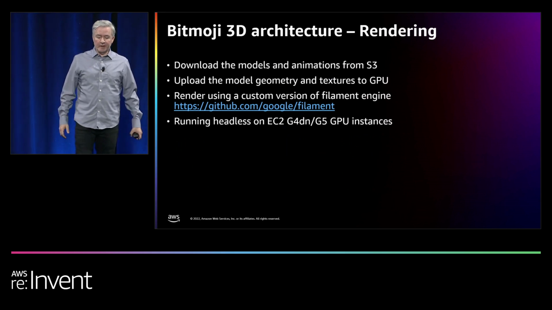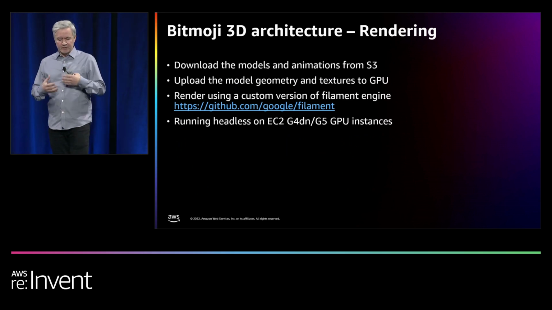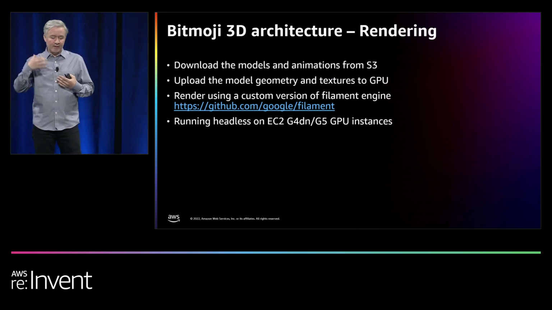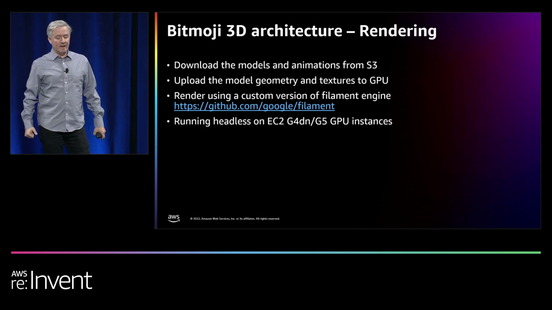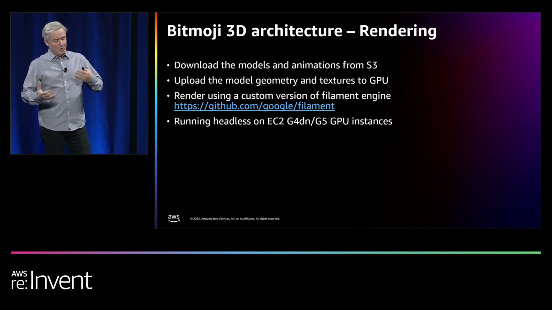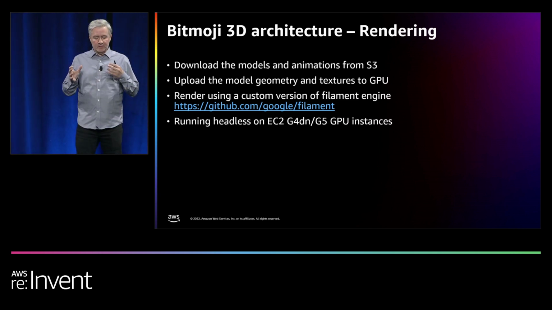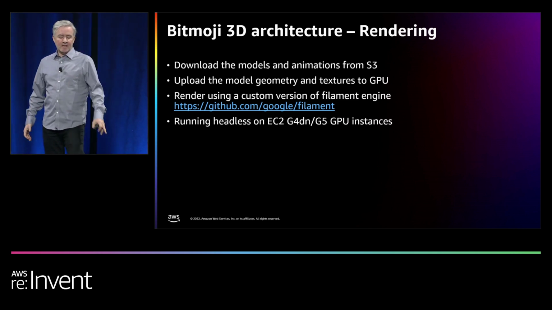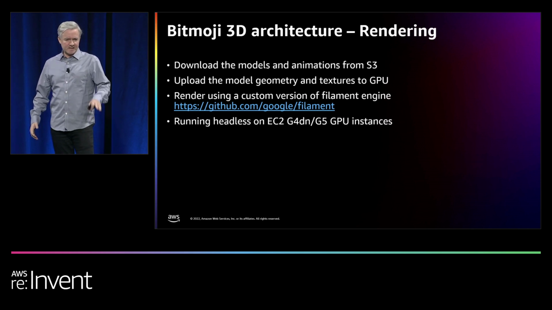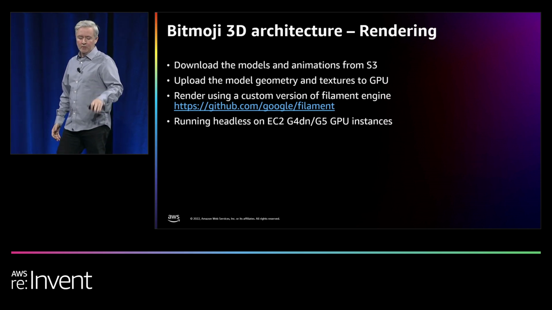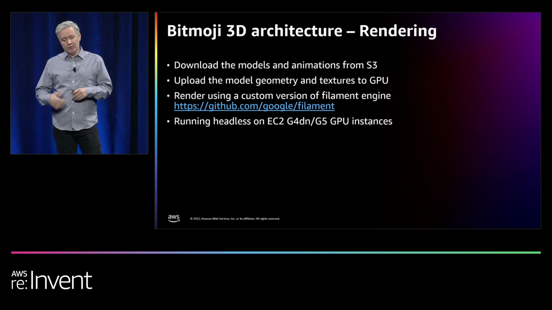So how do you do the rendering? Once we need to render something, to render a sticker or a profile page, we download the animation and the models from S3. We upload all the model geometry and textures into the GPUs, and then we use a custom version of Filament Engine. This is a rendering engine created by Google. We use this engine to actually render it. We had to create some specific changes.